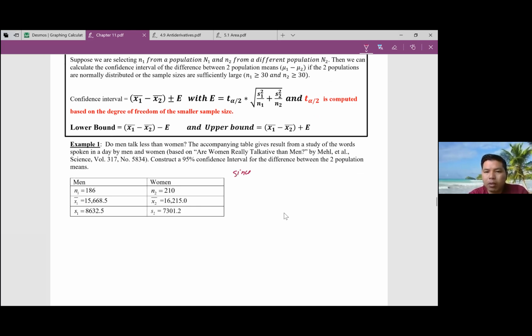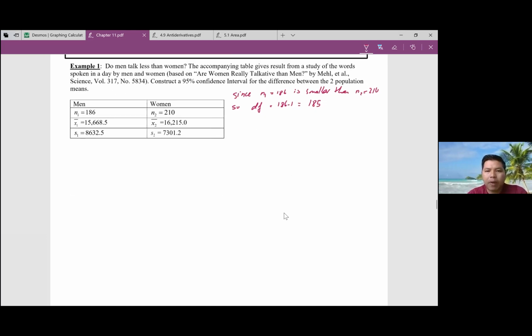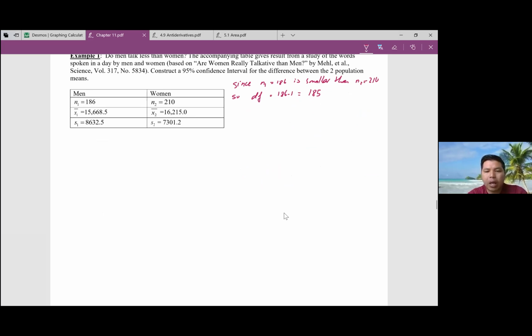Since N1 equal 186 is smaller than N2 equal 210, the degree of freedom will be 186 minus 1, which is 185. Okay, and that's very important. Now we can start finding the margin of error, and also T alpha over 2.